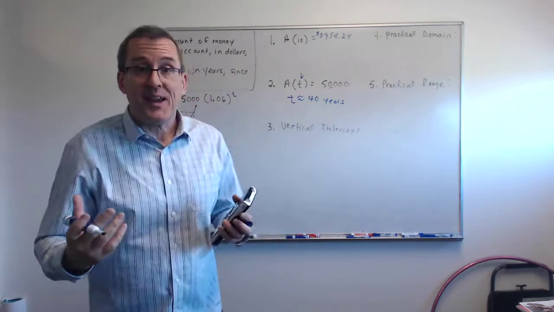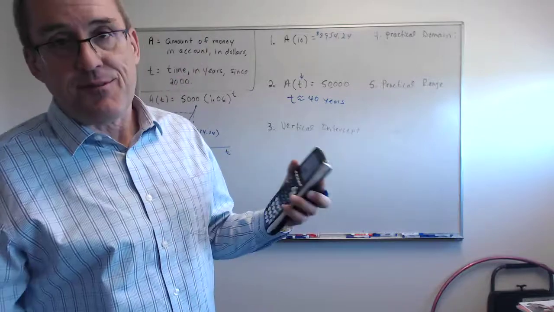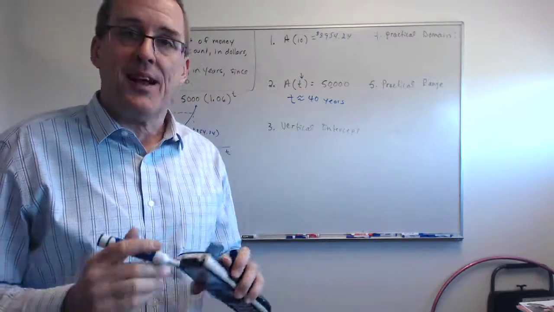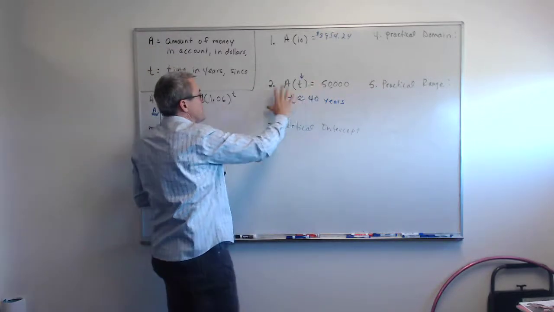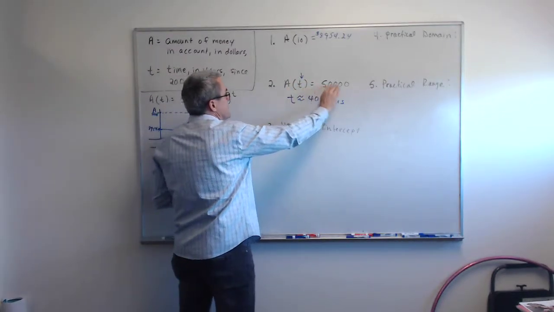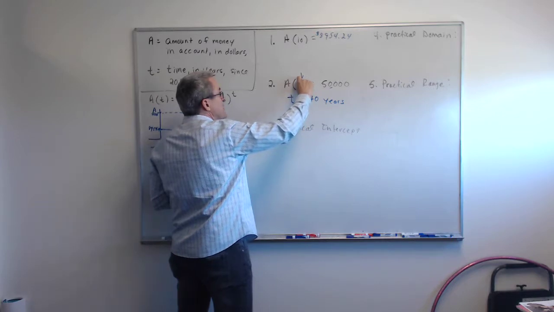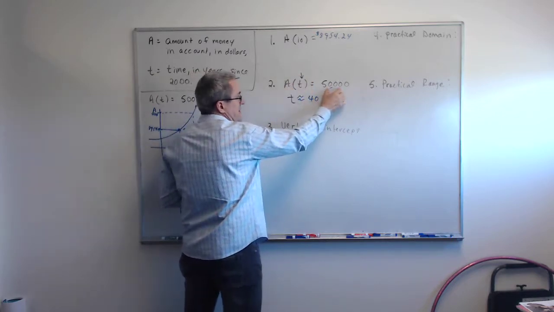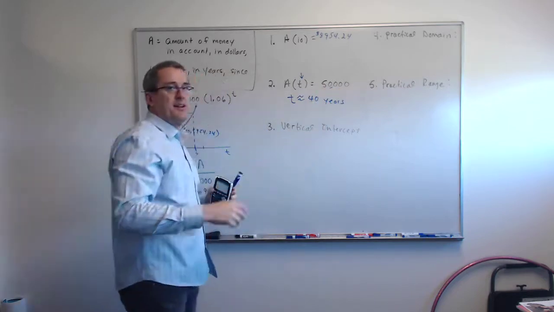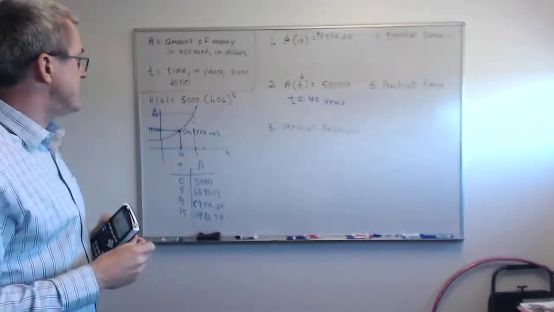The main thing I want to get at here is not so much, is it 39, is it 40, is it 39 point something? That's not the important thing. What we really want you to get out of this is, do you interpret this properly? A of t equals 50,000 says, determine what year it would be when the amount of money was $50,000. And just from a little trial and error, it's around 40 years.